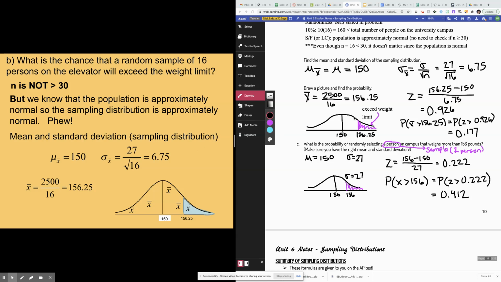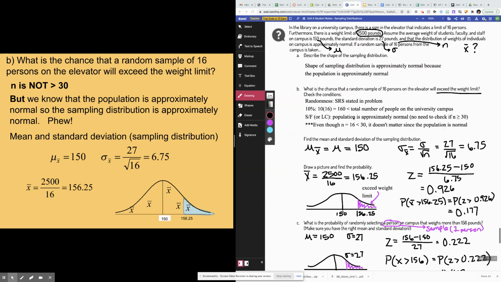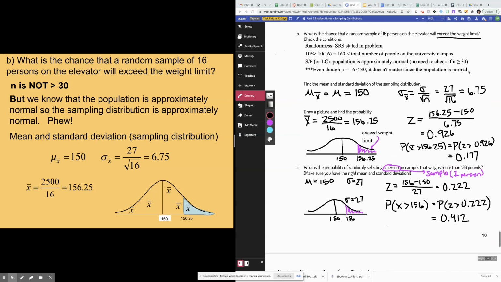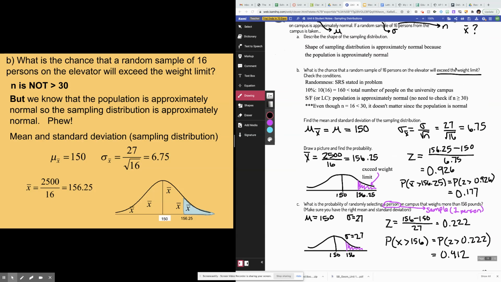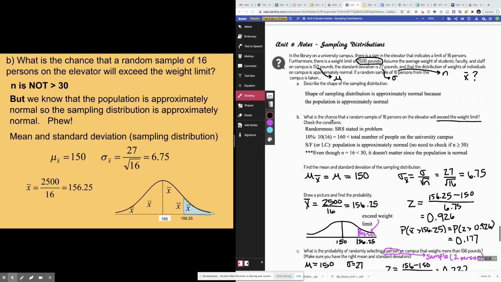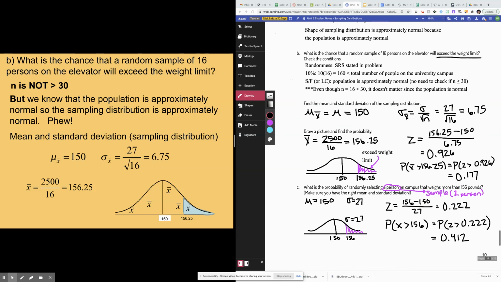Now, you may recall that before I had you pause the video and try this one on your own, I told you they didn't tell you what x bar was. They didn't give you the average weight of each person on the elevator. You had to figure that out for yourself. So if we're trying to figure out how likely it is that we get a load of people that exceeds the weight limit, the average weight of each person would be 2,500, which is the weight limit, divided by the number of people on the elevator.